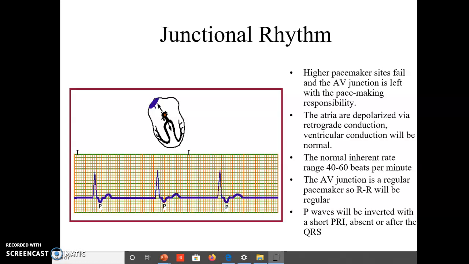Now this example right here is really only showing a little over a 3-second strip, but R to R here is normal, it's regular. In a 3-second strip, because I only have 2 hash marks here, my rate would be 40. I do not have a P wave in front of the QRS, but I have a normal size QRS, and then I have a P wave after it, and then it goes into the T wave. So this is going to make this a junctional rhythm. So we would chart this JR at 40. You always want to include the rate.